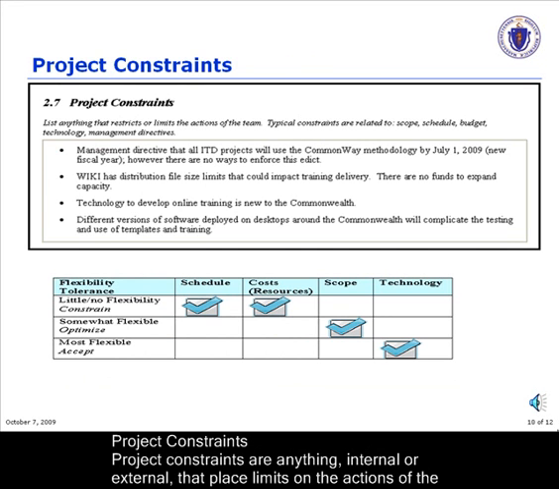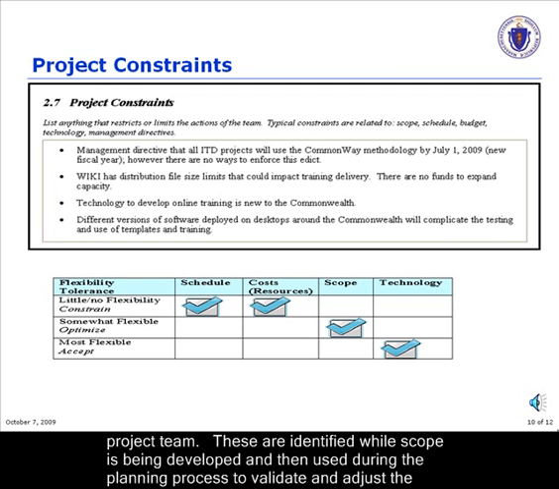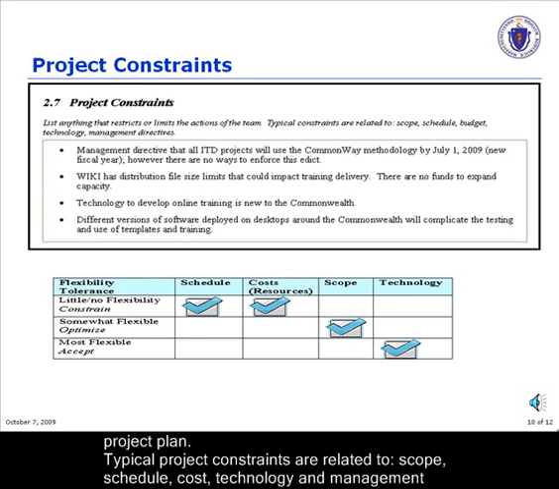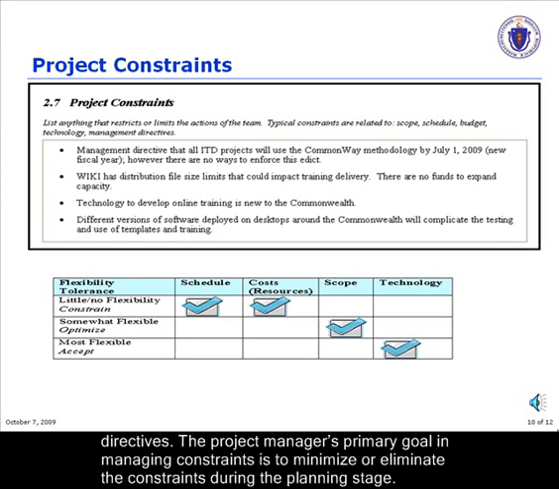Project constraints. Project constraints are anything, internal or external, that place limits on the actions of the project team. These are identified while scope is being developed and then used during the planning process to validate and adjust the project plan. Typical project constraints are related to scope, schedule, cost, technology, and management directives.